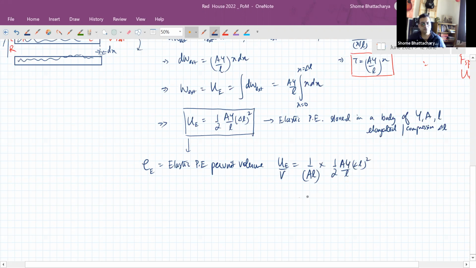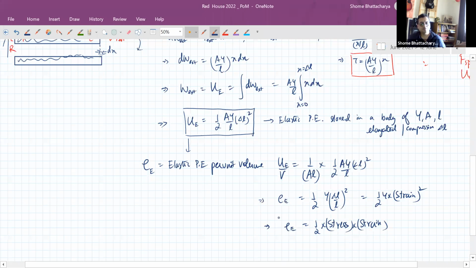So we can see that this becomes half of Young's modulus into strain square, or we can also treat it as half of stress into strain, because modulus of elasticity into strain is nothing but stress. So this becomes a useful idea here, that potential energy density is equal to half of stress into strain.